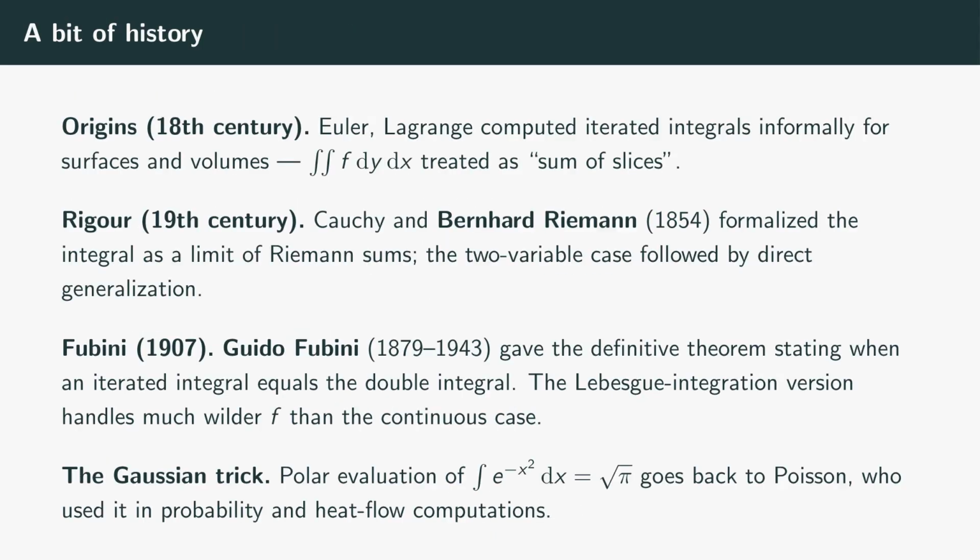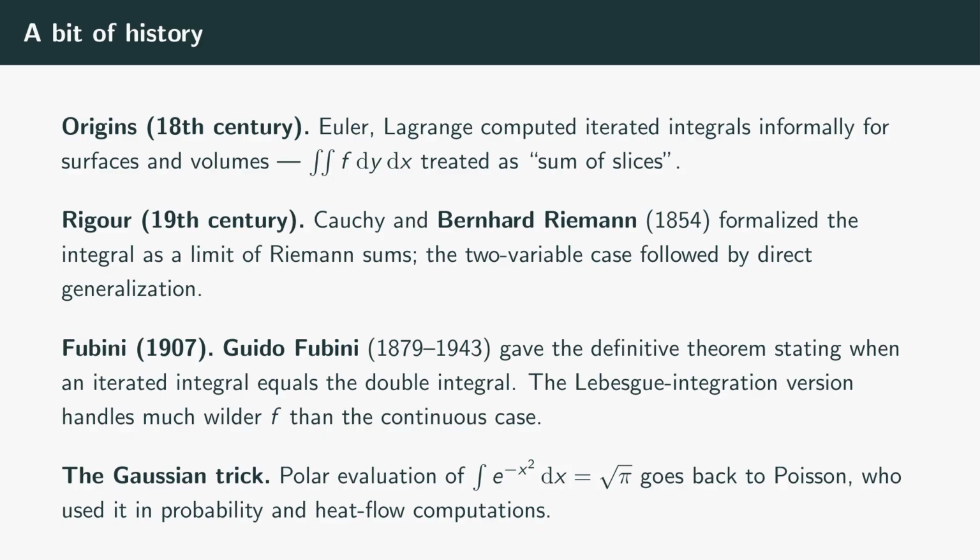A short history note. The idea of computing areas and volumes by iterated integration goes back to Euler and Lagrange in the 18th century, who treated double integrals informally as sums of slices, a direct heir of Cavalieri's principle. Rigor came in the 19th century with Cauchy and especially Bernhard Riemann, who in 1854 formalized the integral as a limit of partition sums, the Riemann sums we've been discussing.